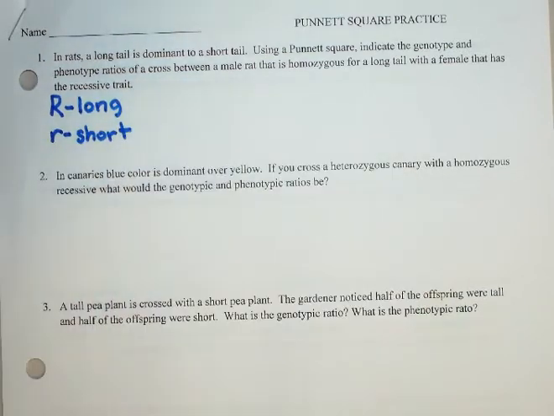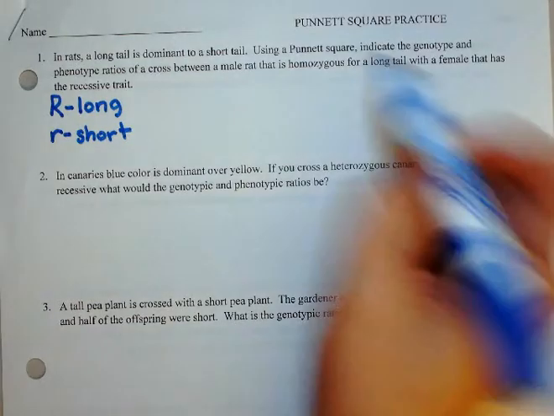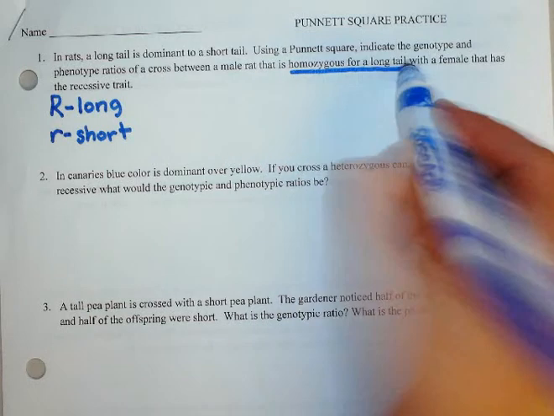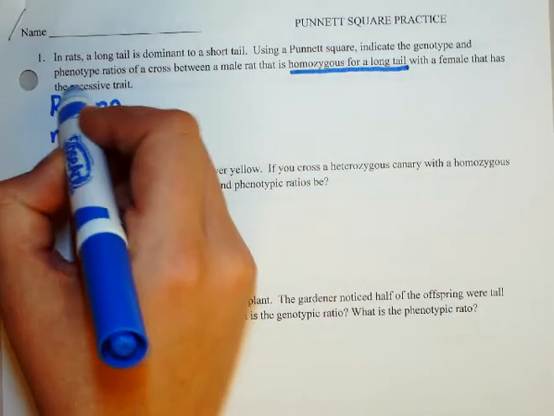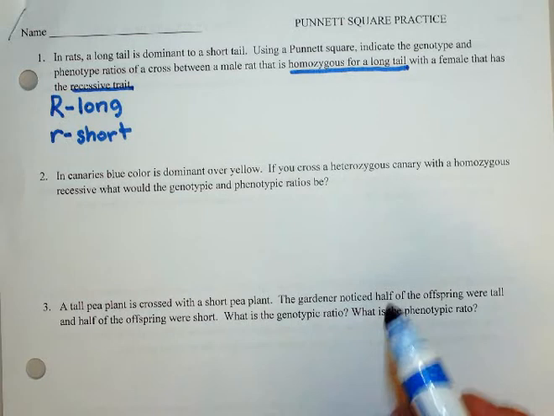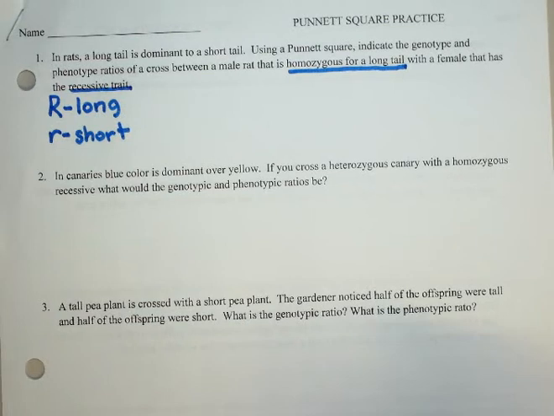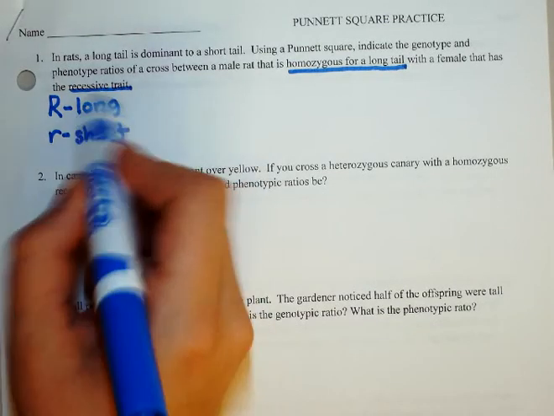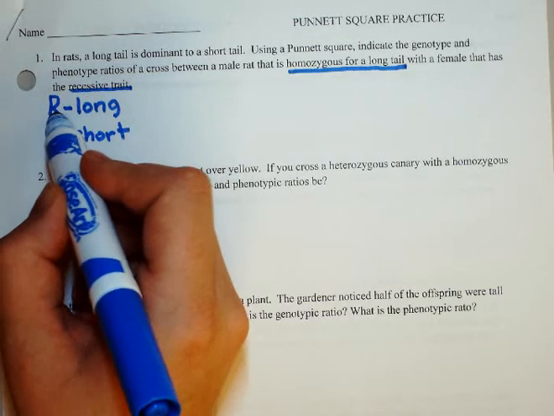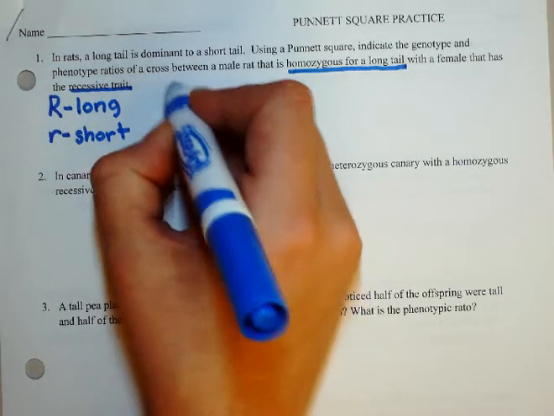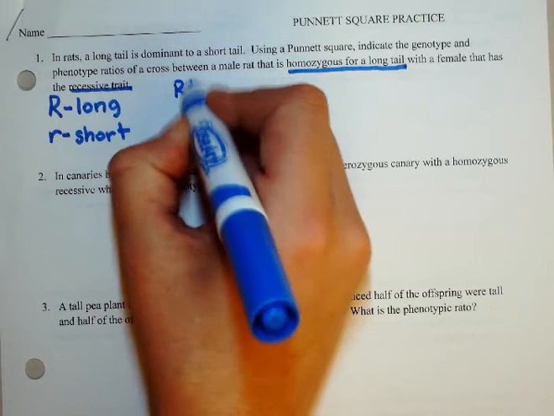Next, it says, using a Punnett square, indicate the genotype and phenotype ratios of a cross between a male rat that is homozygous for a long tail and a female that has the recessive trait. Okay, so I know homozygous means the same. So I need to go back to my definitions and figure out what letter they'll have if they have a long tail. So look over here, a long tail is going to be capital R. So I know that I have to have two capital R's to make them the same. So one will be capital R, capital R.